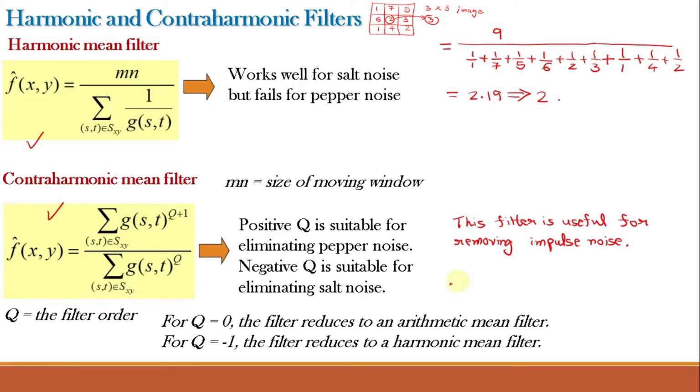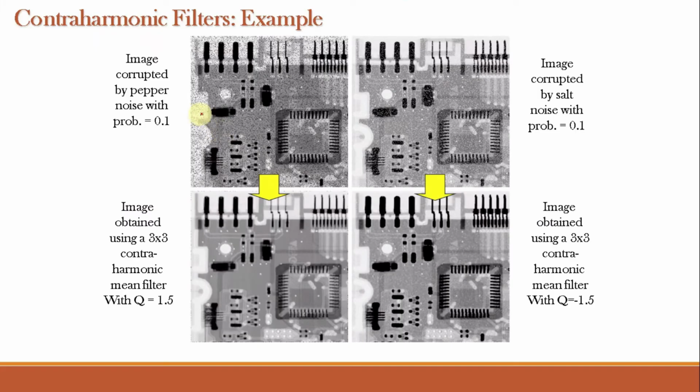Let us go ahead and see the example for these filters. So for example, the image is corrupted with pepper noise with noise PDF of 0.1, and this is the output image that is obtained using contraharmonic mean filter with Q equal to 1.5. So here you can say that the pepper noise is removed.